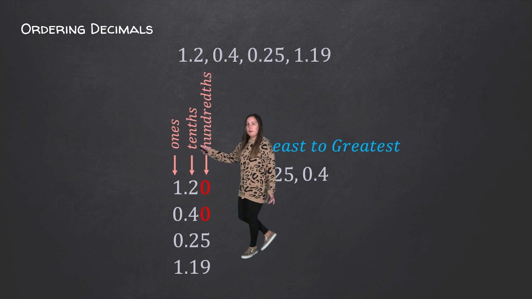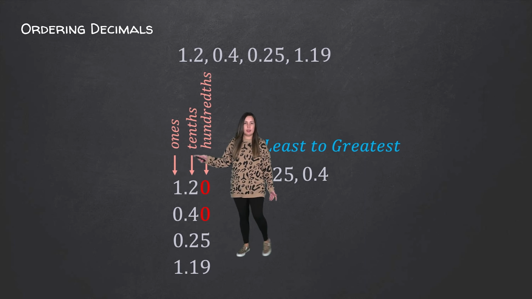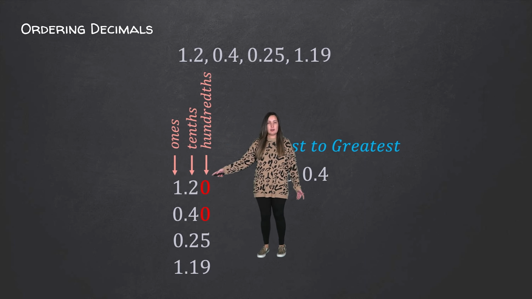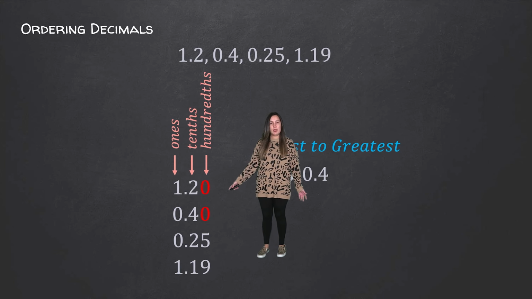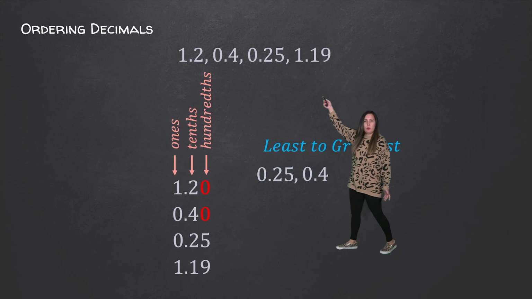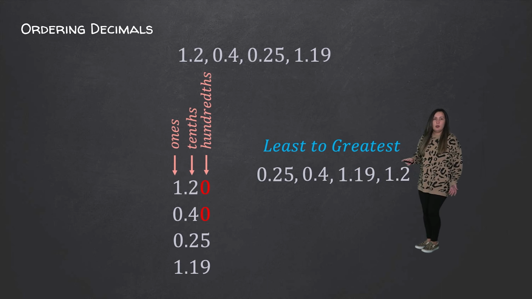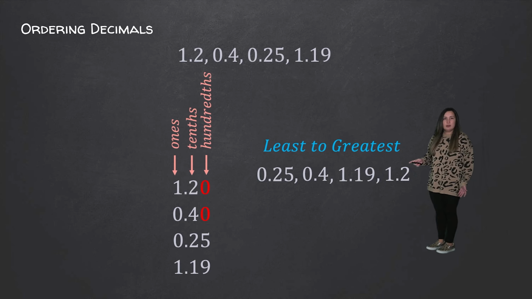Now both of them in the ones place have a 1, so we have to look at the tenths place. So in the tenths place, this one has a 2, but the one on the bottom has a 1, making the one on the bottom smaller. So the next number would be 1 and 19 hundredths. And then finally, we have 1 and 2 tenths. So if we took those numbers and ordered them from least to greatest, this is what it would look like.